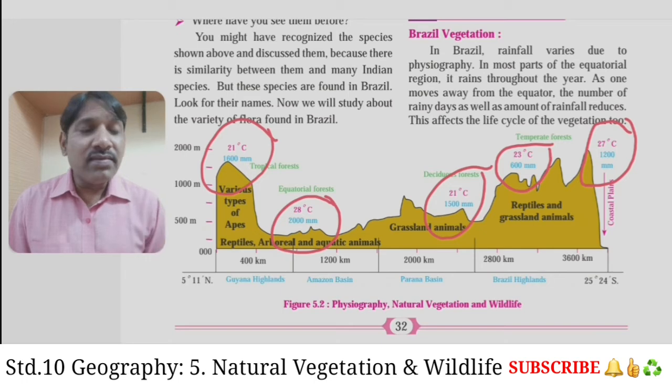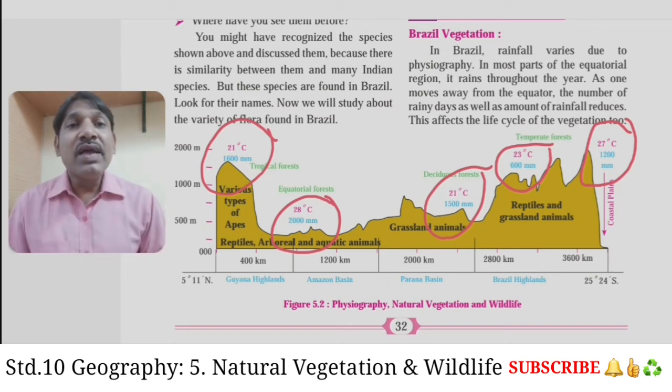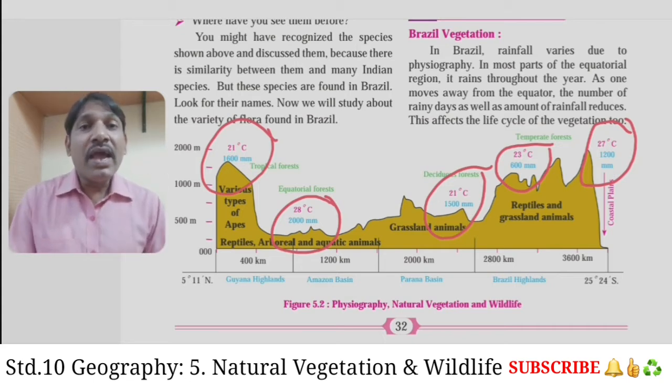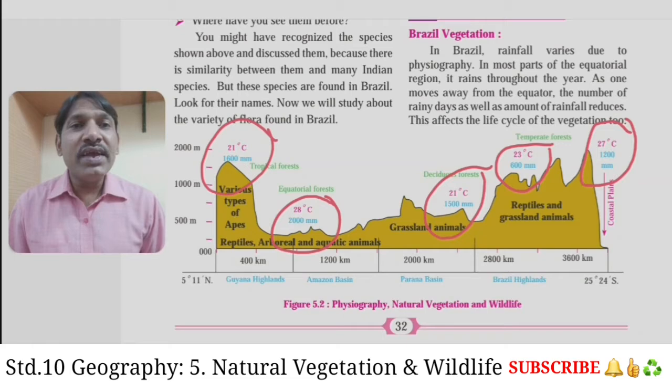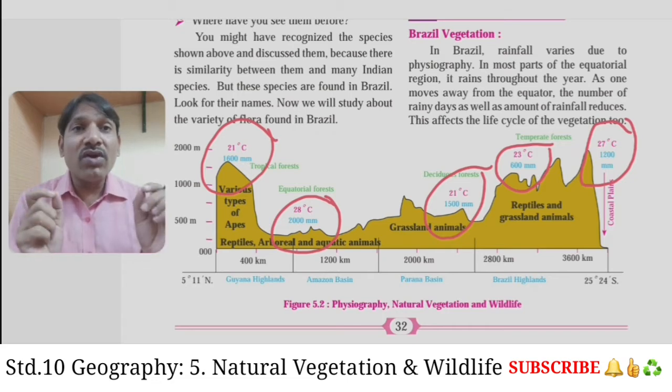So we have seen the vegetation here. In Brazil, students, we can see the variation in temperature, variation in climate, variation in rainfall as well as variation in physiography. Because of these variations, Brazil has the largest vegetation species in the world. Okay, students, do not forget it, Brazil has the largest vegetation species in the world.